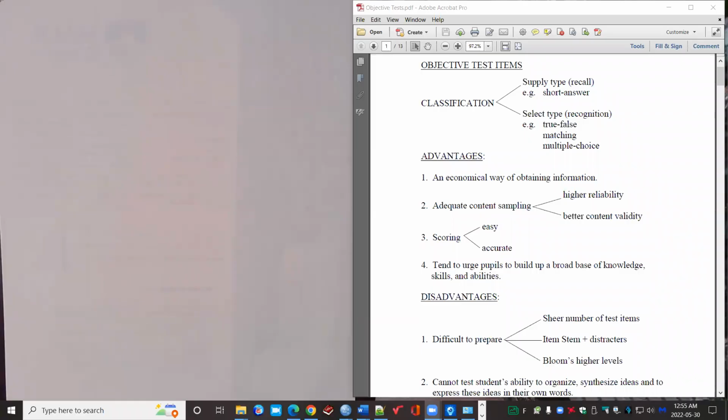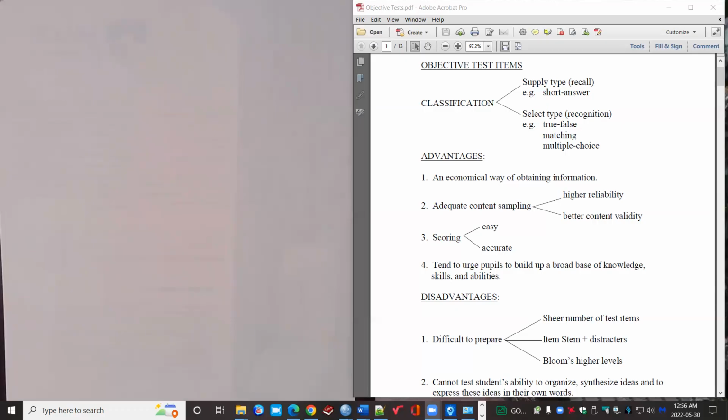Objective test items were no doubt developed in response to the criticisms leveled against the essay type items: poor content sampling, unreliable scoring, and time consuming to grade. And that's about it. Then we will have a section on the essay test.